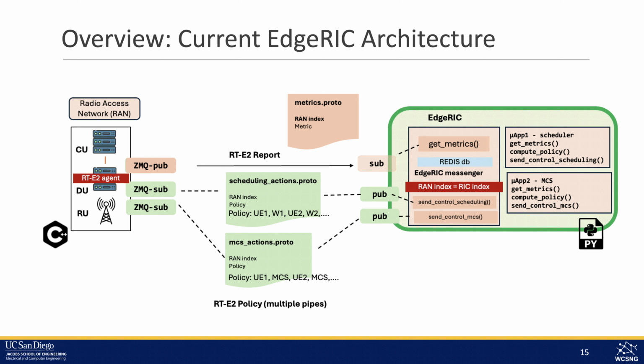You have a ZMQ publishing socket which goes from the RAN to EdgeRIC, and the message format here is the metrics protobuf buffer. For the control side of things, we open up multiple ZMQ publishing ports from EdgeRIC to carry the control messages for each of these network functionalities. So this is basically the current EdgeRIC architecture available today. We are thinking of other methods as well, like shared memory and so on, to do the message exchanges between the RAN process and the EdgeRIC process.